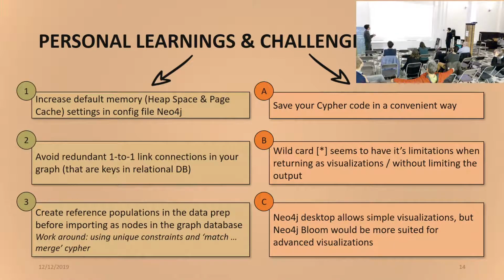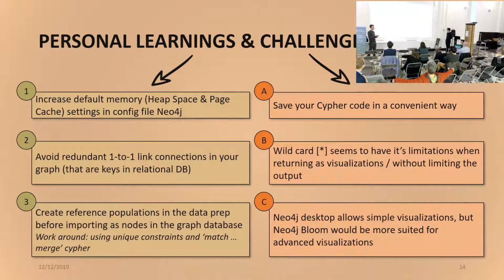Maybe some more challenges. It also sounds a bit stupid maybe, but the first one is to save your Cypher code in a convenient way. I'm used to just clicking save as and storing it as a separate file, and I found it a bit of a struggle to find the equivalent in Neo4j. So that's one challenge.